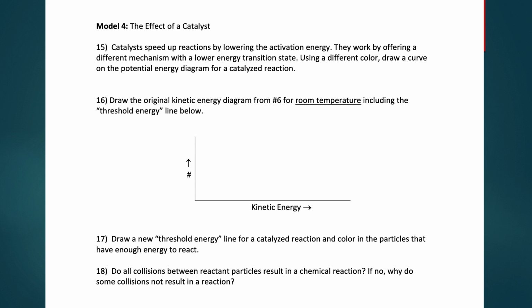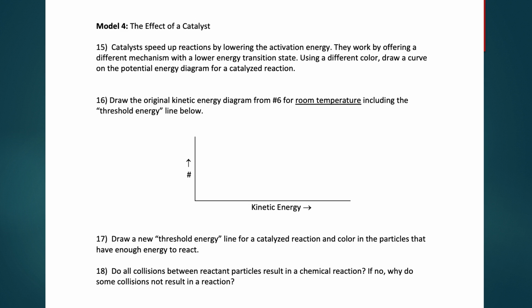Model 4 is the effect of a catalyst. So prior to this lesson, I would have demonstrated the hydrogen peroxide decomposition that would be catalyzed either by potassium iodide or potassium permanganate. And so they would have seen that a catalyst will speed up a reaction. So now we want to understand how collision theory helps us to understand how the catalyst speeds up the reaction.